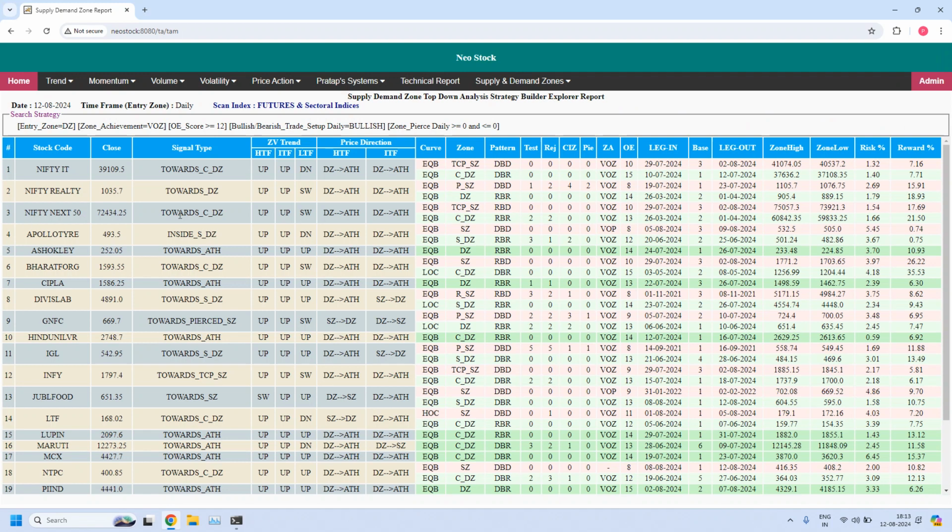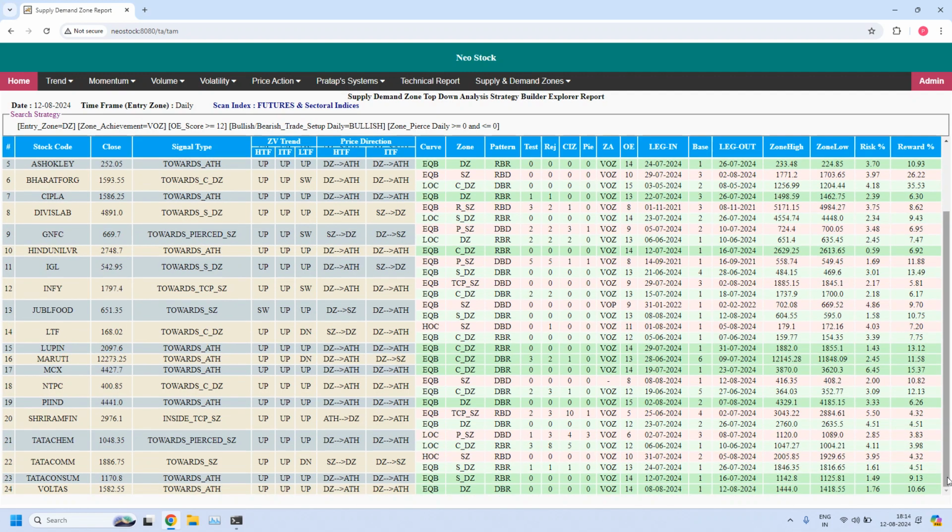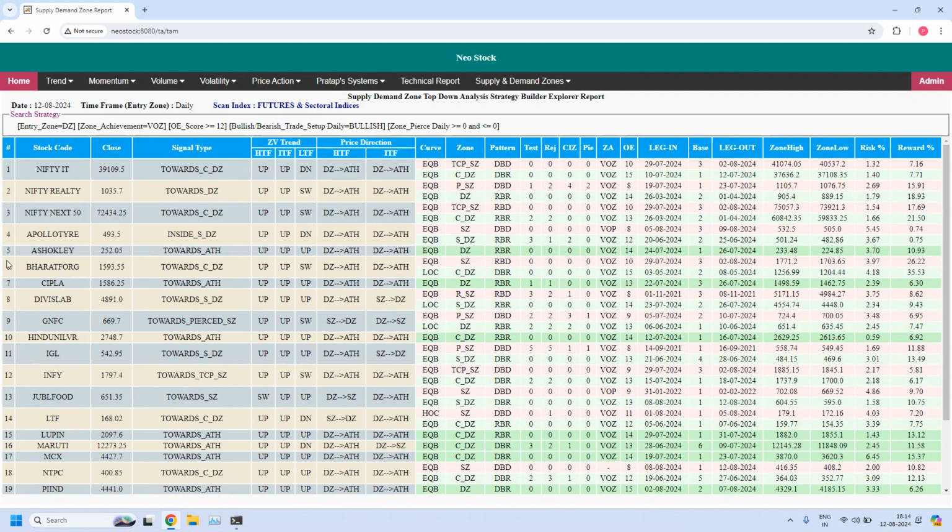Nifty Next 50 is in the monthly income trade. You know that Nifty Next 50 is also in the F&O category. Let me scroll the list down. So total 24 stocks are supporting a bullish trade setup for monthly income trade. Let us check how many of these stocks are having confluence with ITF time frame. Because entry time frame is daily, ITF is nothing but weekly. So weekly confluence.